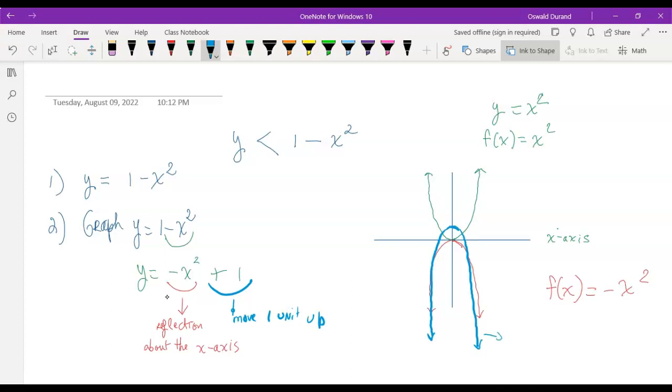So this blue thing here, right, is f of x equal to negative x squared plus 1, or f of x is equal to 1 minus x squared. Okay, so that's all we needed here, that blue part right here.